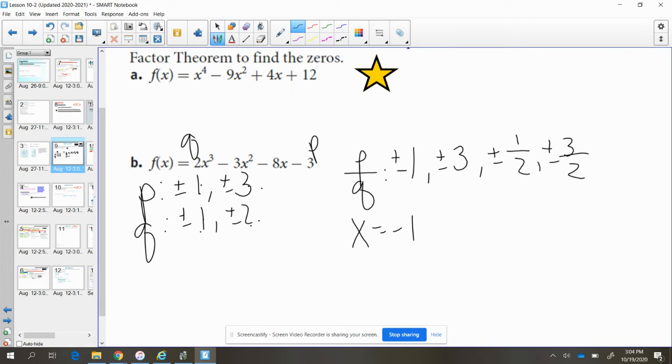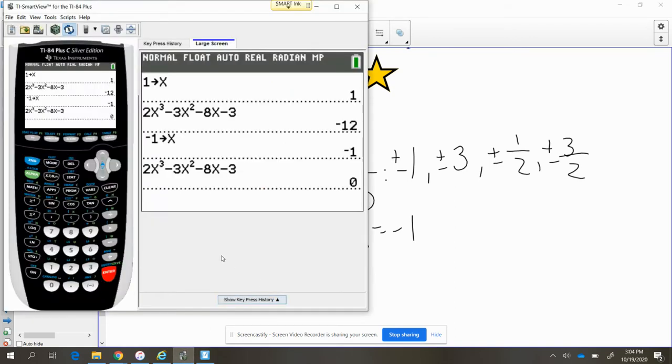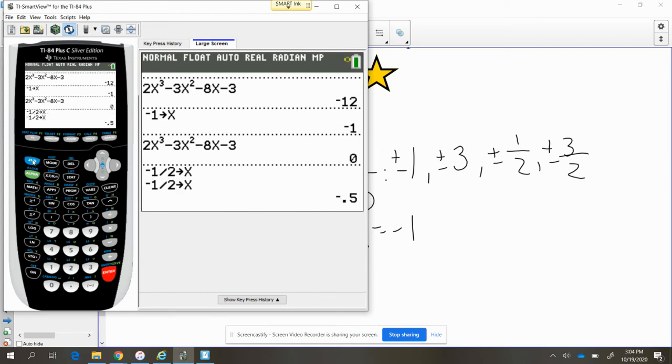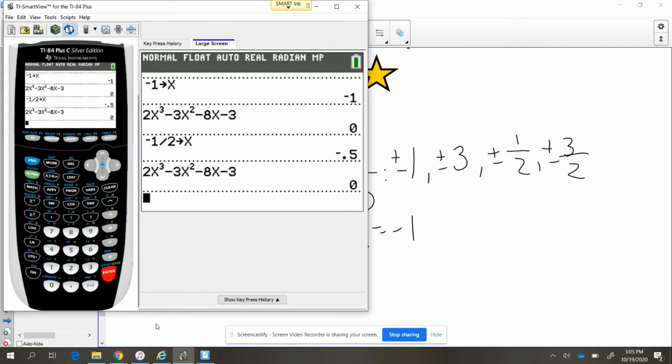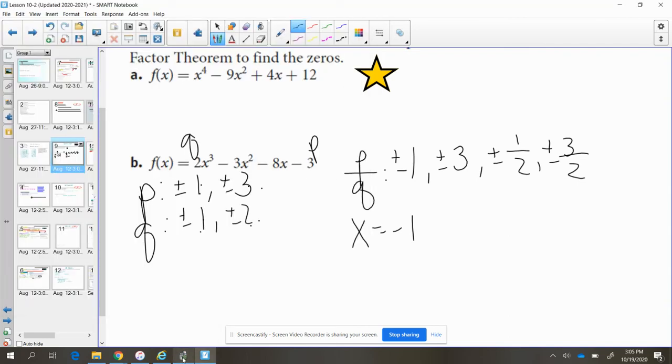Now, another one we could test out, let's say -1/2, I'm going to store that as x this time. And when I check it out, we get another 0. Okay, so -1/2. And then there's one more remaining potential 0, so let's find that one.